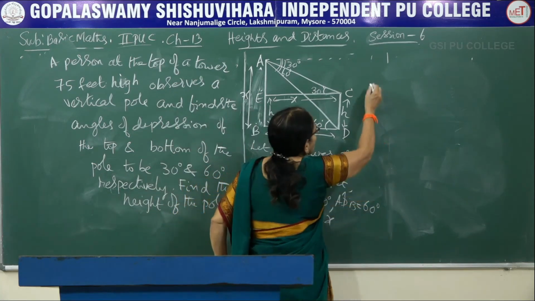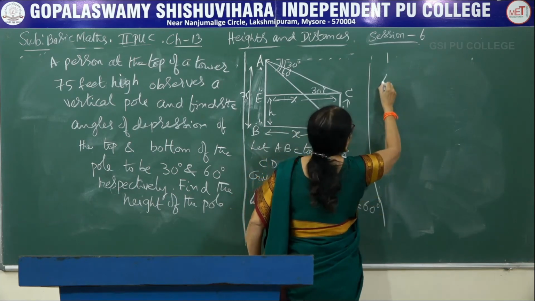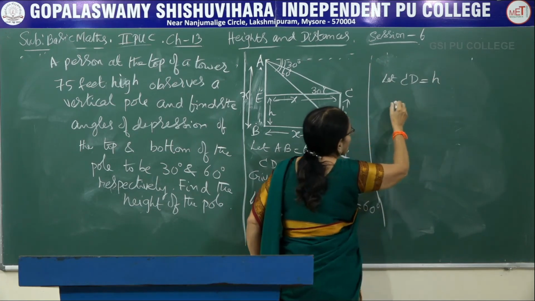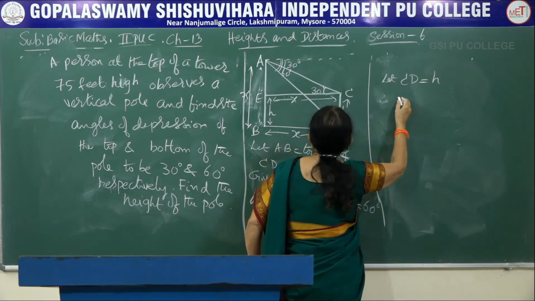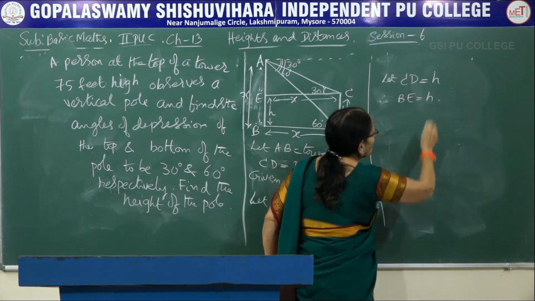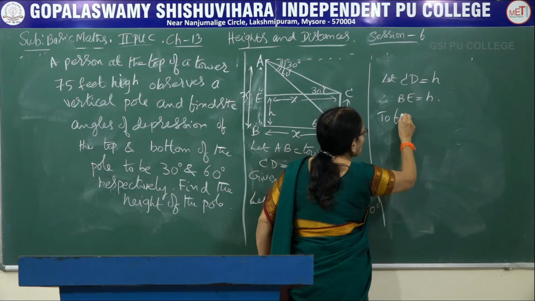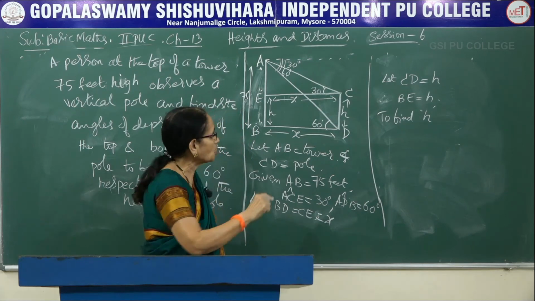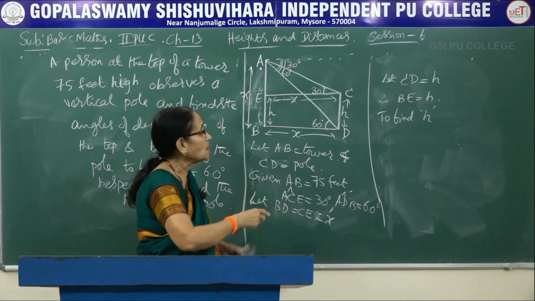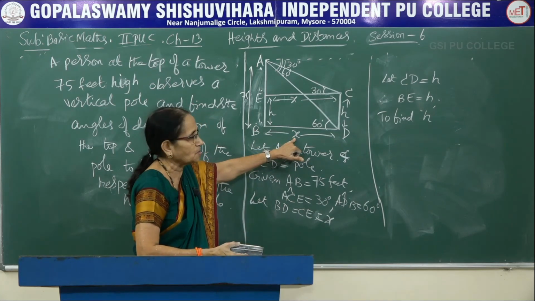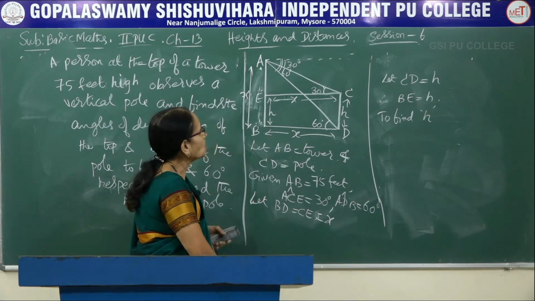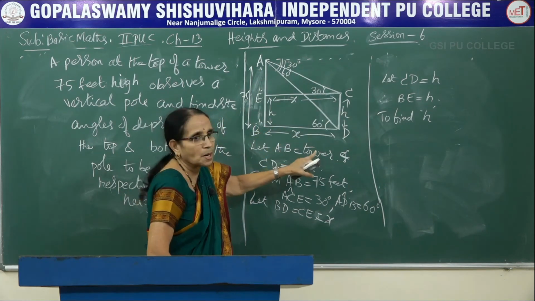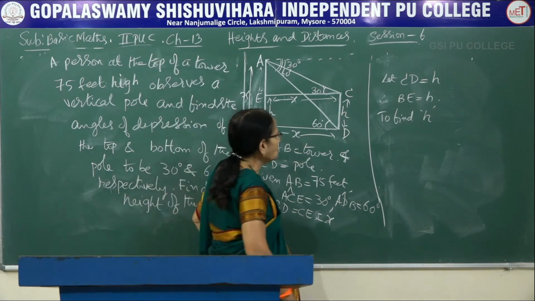Now, here, let CD be equal to H. We have to calculate H here. Therefore, according to the figure, BE will also be H. Now what has to be calculated now? To find H, the height of the pole has to be calculated. In the previous problem, we calculated the horizontal distance also. In that case, if that is also asked, now you have to find X, otherwise it is not necessary. Now let me consider, there are two triangles. One is AEC, another one ABD. Any one of them you can consider in the beginning.